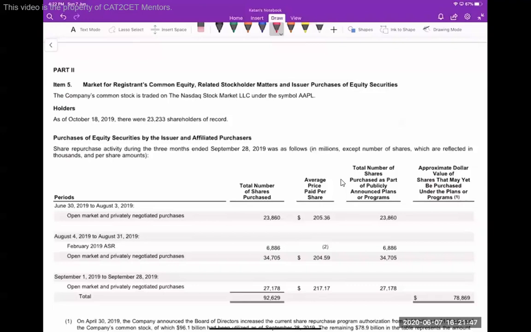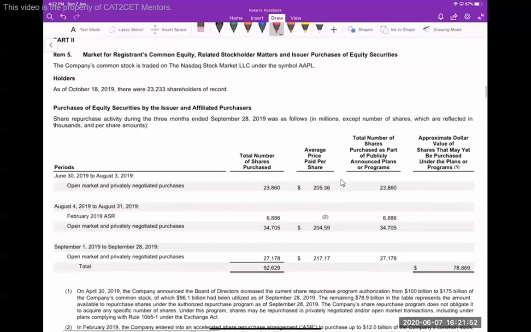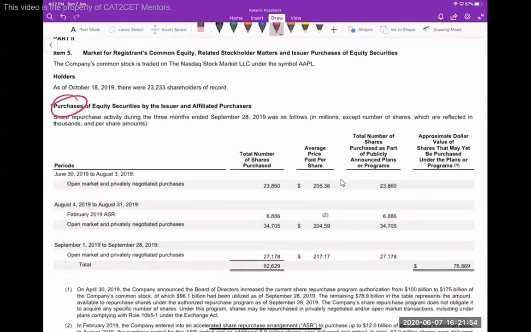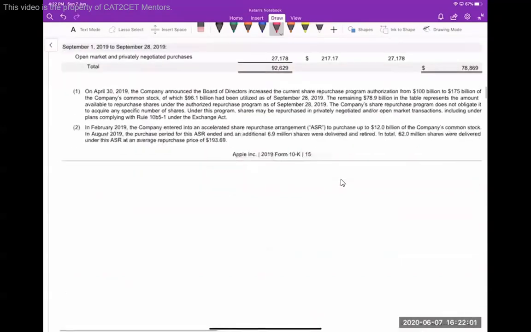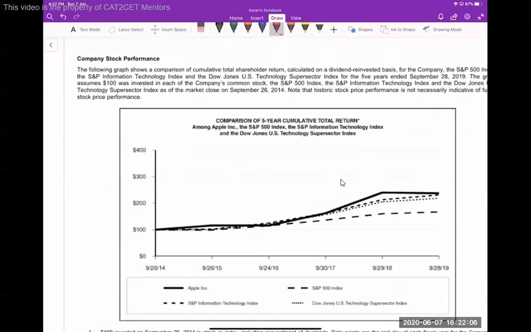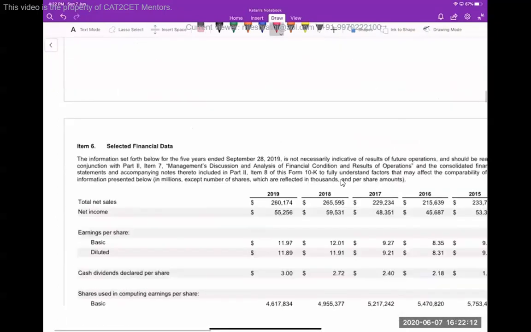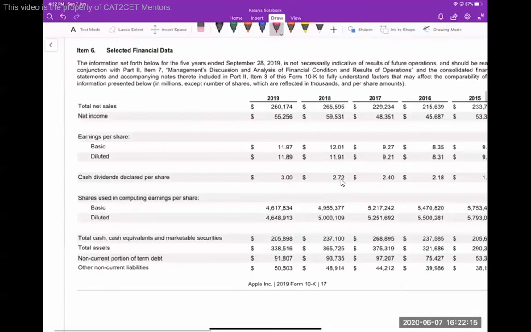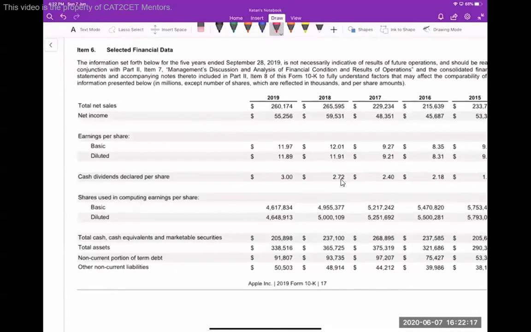Okay, now you go down and check whatever information has been given. Here it is called purchases of equity securities by the issuer and affiliate purchases. You can have a look at it. This might include buyback or something like that, treasury stock. Then company stock performance. This is given for five years. Again, this is not really important, because stock performance cannot really tell you everything, and it's not important that you focus on stock only. Okay. Let's move ahead.